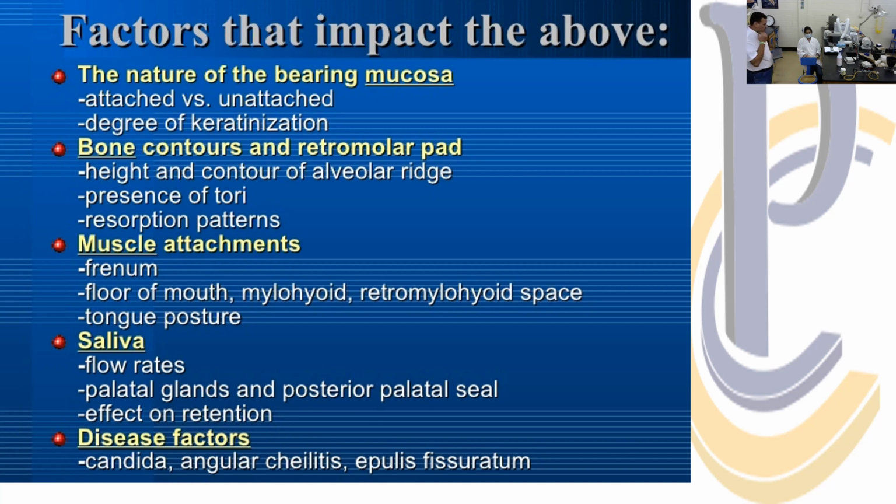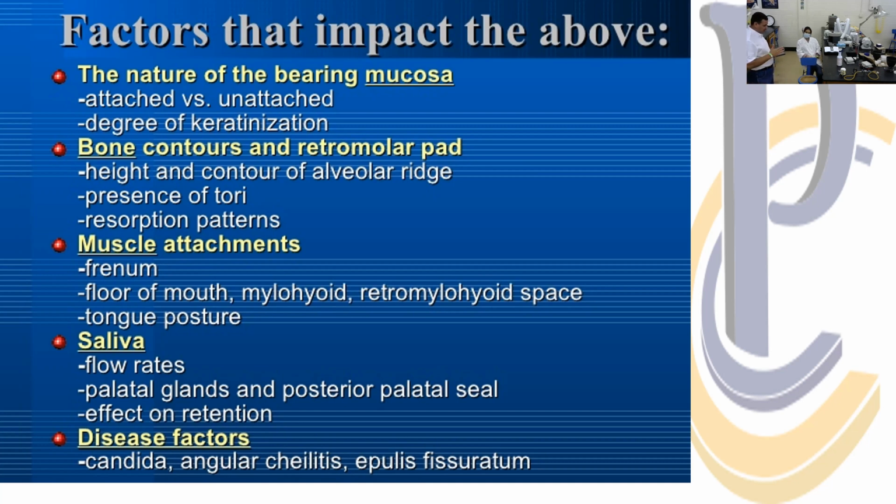Disease factors: Candida is a fungal infection. Angular cheilitis. Cheilitis is the lip. If the angle of the lip is inflamed, they call it angular cheilitis. Sometimes when the denture is too small, the patient closes too wide. The saliva and bacteria go to the lips, so it causes angular cheilitis.